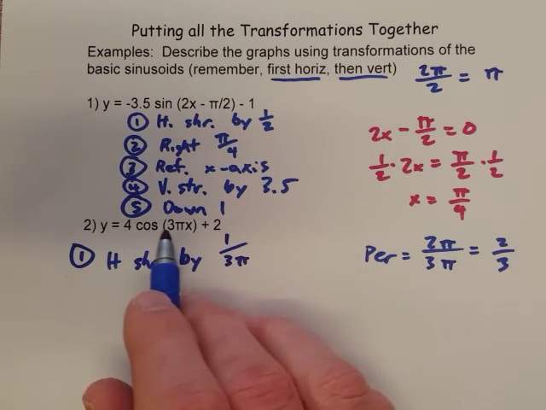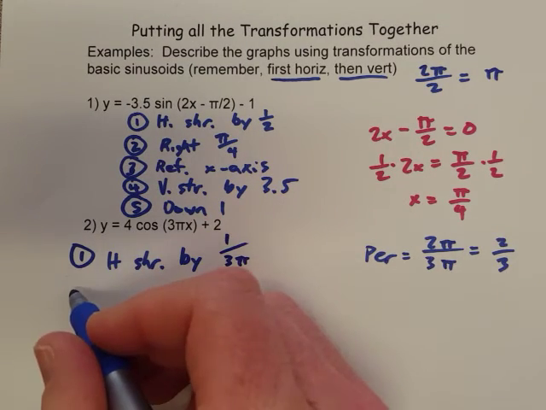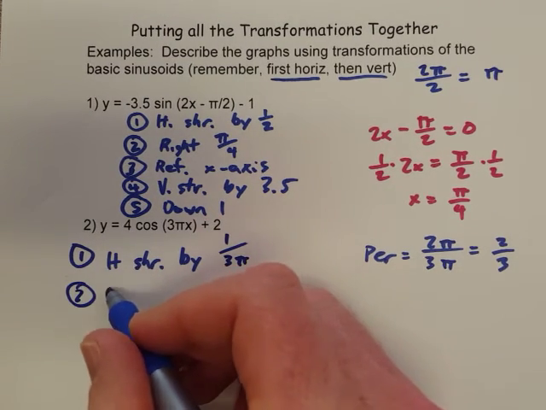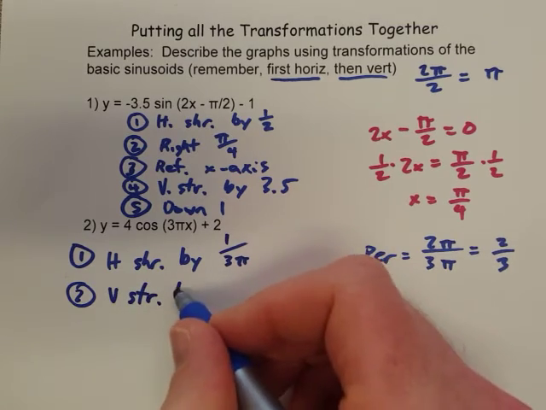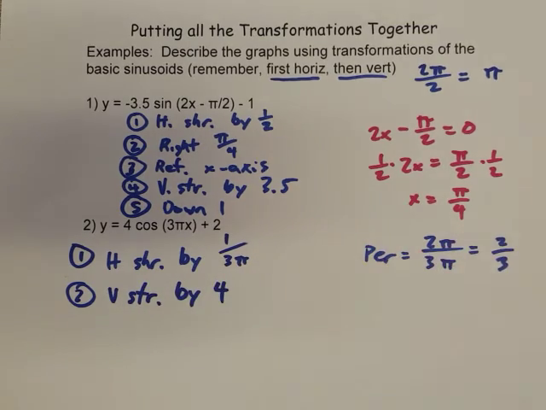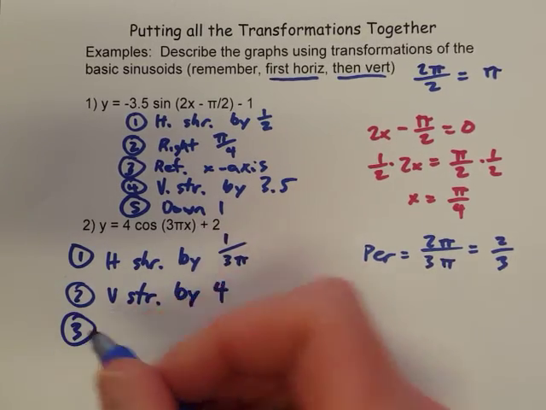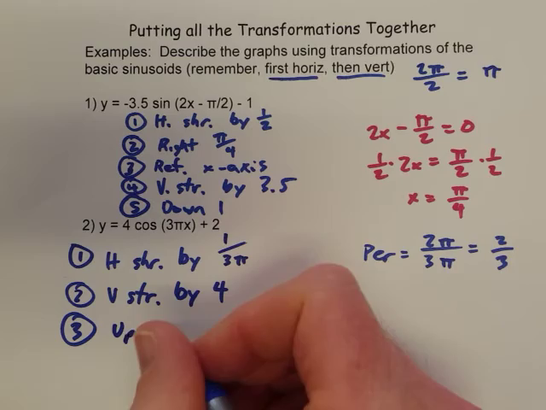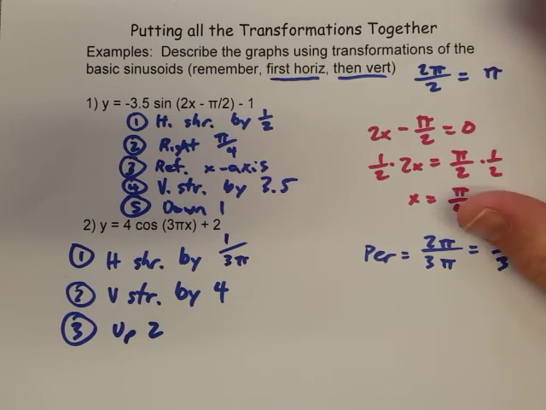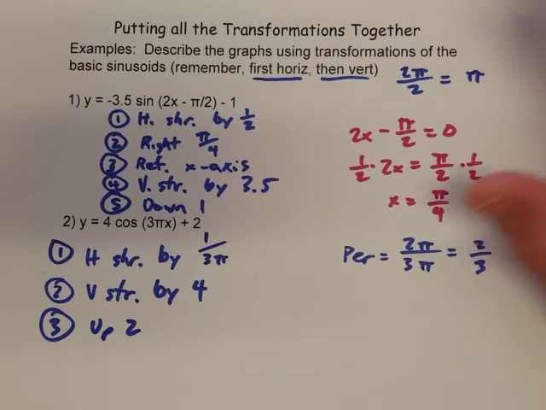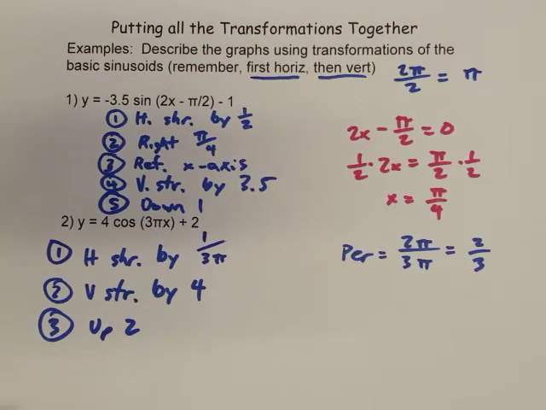Next is we work our way outward. We look at this 4. So the second is we have a vertical stretch by a factor of 4. And then last is always going to be the up or down, and so this plus 2 means up 2. And so lots of transformations here, but hopefully you can put that all together. It's the same kind of thing that we've been doing throughout the other chapters, just with different functions. Now we're using trigonometric functions for transformations.